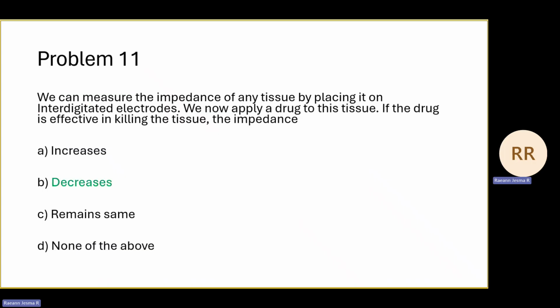We know if the drug is killing the tissue, then it will affect the cell membrane of the tissue. Since the membrane of the tissue gets degraded, the impedance will start to decrease. This is because the conductivity will increase for the particular tissue. This impedance is called bioimpedance. It is the ability of the biological tissue to oppose the electrical current, and it is represented by Z. Z is voltage divided by current.